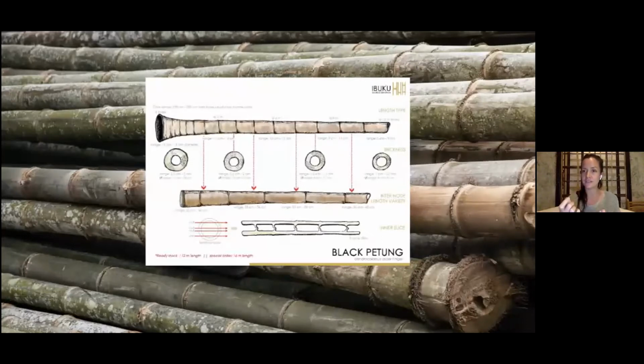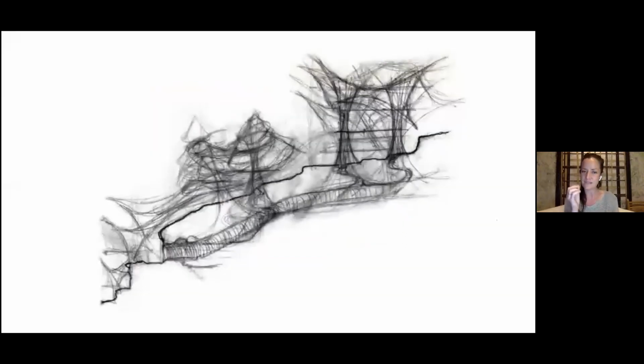Let's be clear, it's curving, tapering, hollow poles. No two poles alike, no straight lines. This is not a 2x4. This is not an I-beam. Each piece has its own personality.